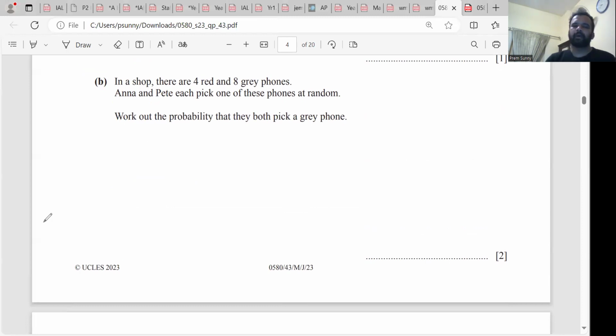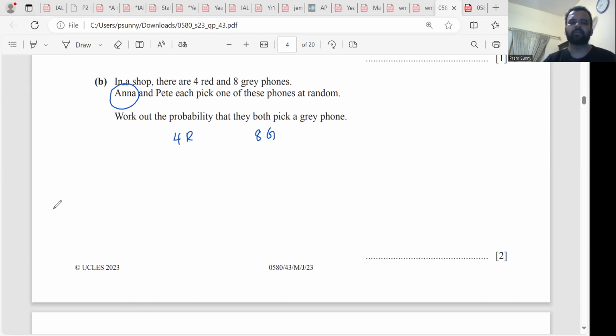Now, B part, this is a probability question. In a shop, there are 4 red and 8 gray phones. Anna and Pete each pick one of these phones at random. Work out the probability that they both pick a gray phone. So first, let's find out the probability. Let's say Anna is picking the first phone here, and it should be a gray phone.